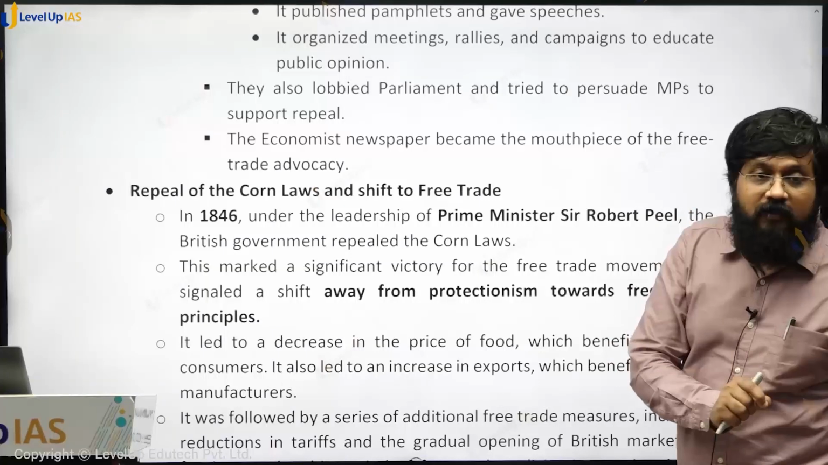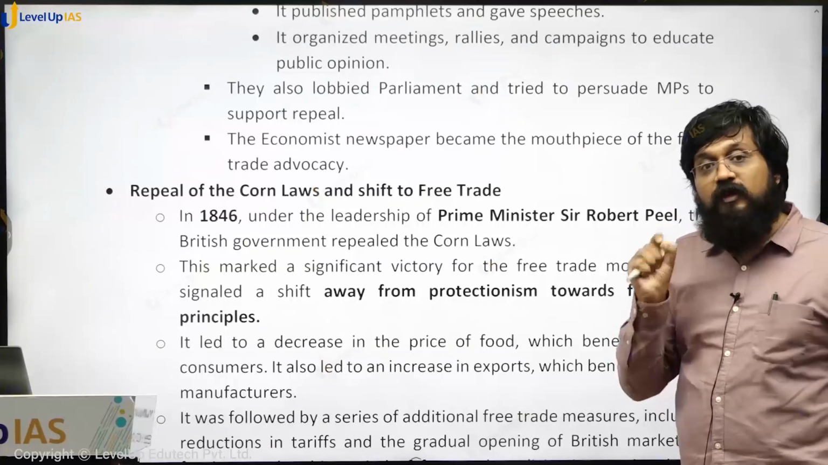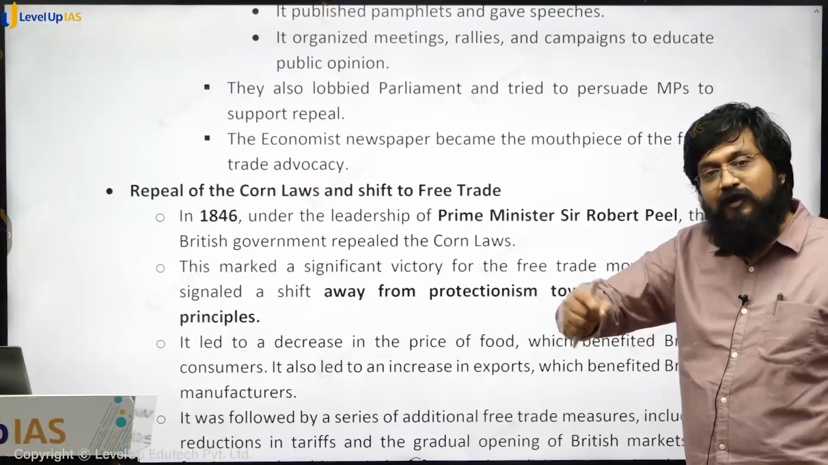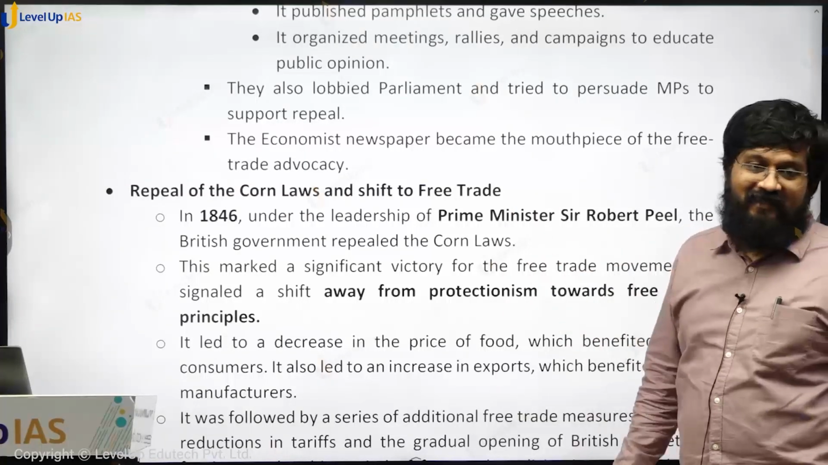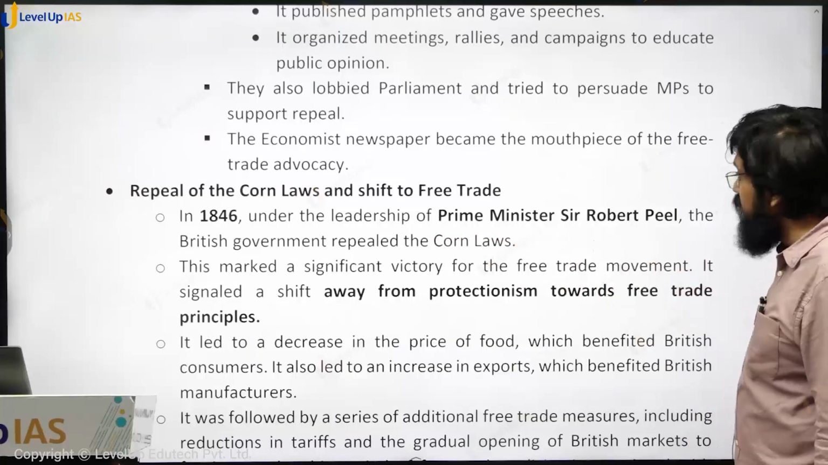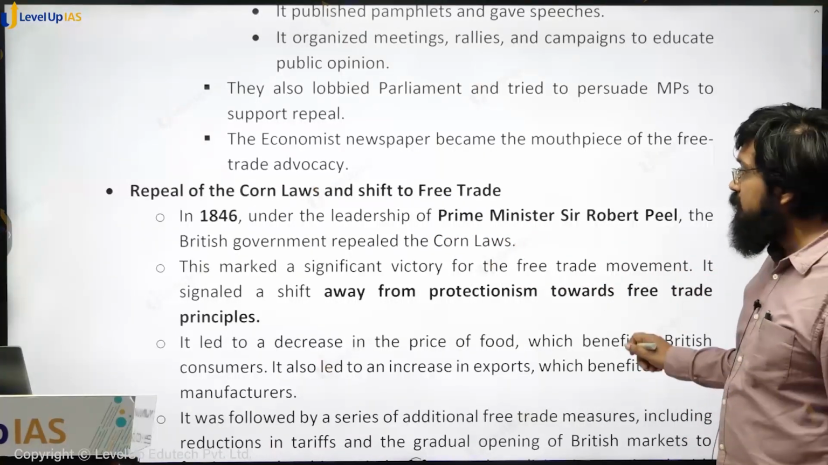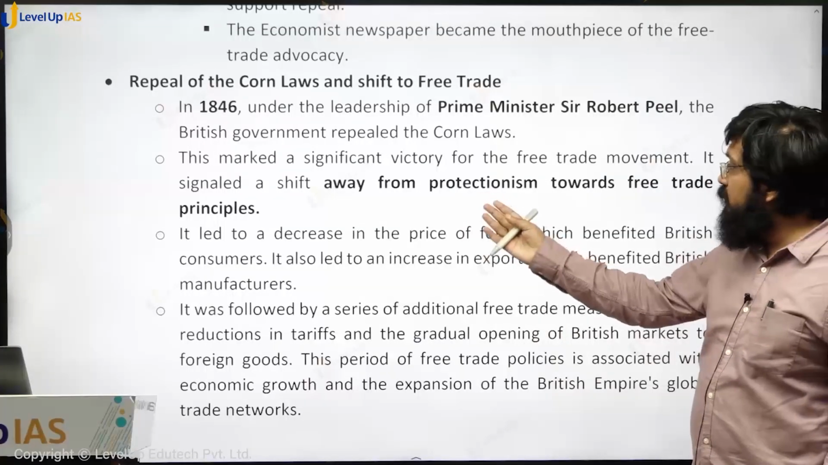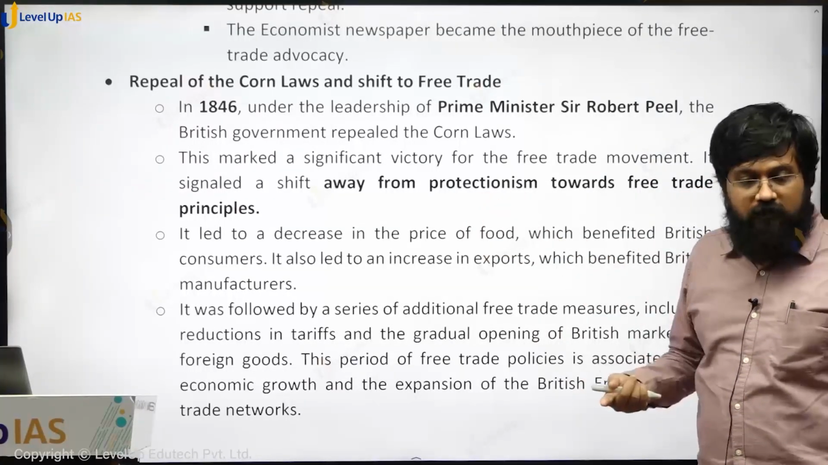Therefore, we say 1846 was the year in which the British government officially adopted the policy of free trade. In 1846, under the leadership of Prime Minister Sir Robert Peel, the British government repealed the Corn Laws. This marked a significant victory for the free trade movement, a shift away from protectionism towards the free trade principles.